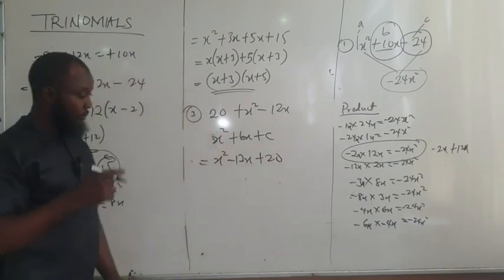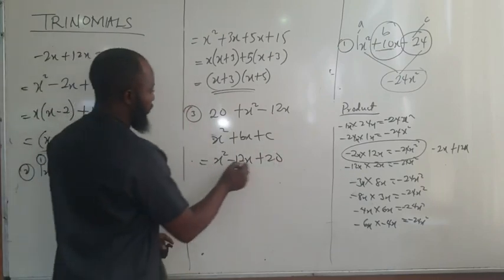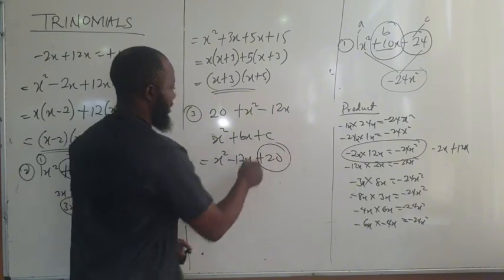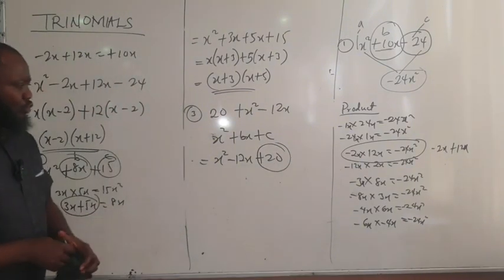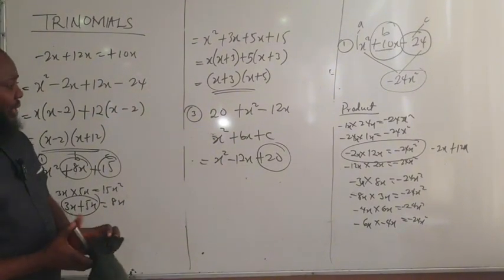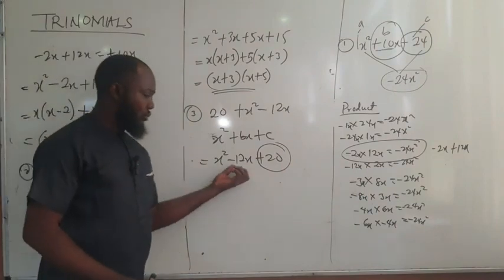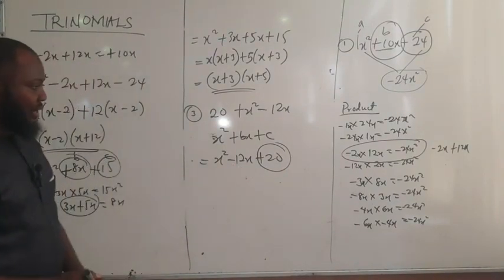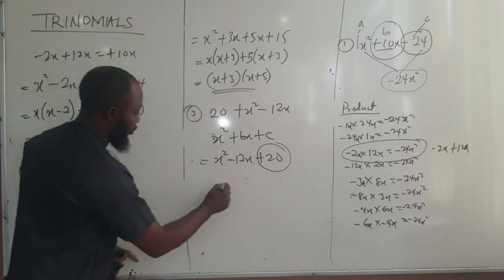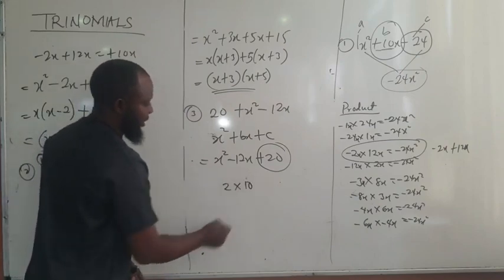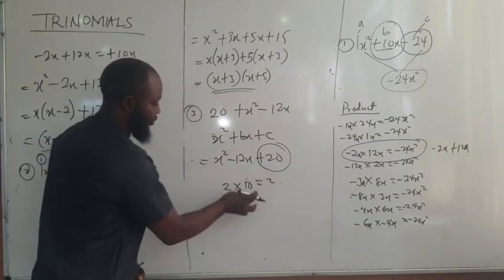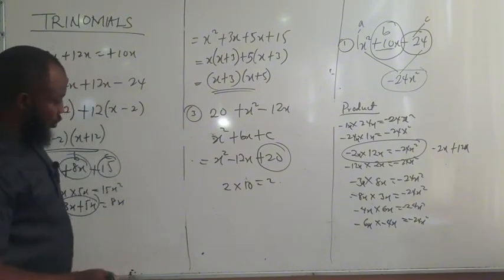We have rearranged now. So from here, we are looking for the pair of what? Of 20. Then when we add them up, it will give us what? 12. So what are the two numbers that we can use? So we can use 2 times what? 10. It gives us what? 20. And when we add 2 and 10 together, we get what? 12.